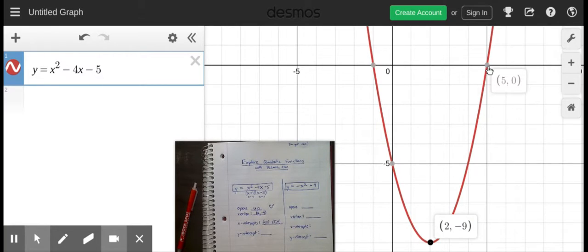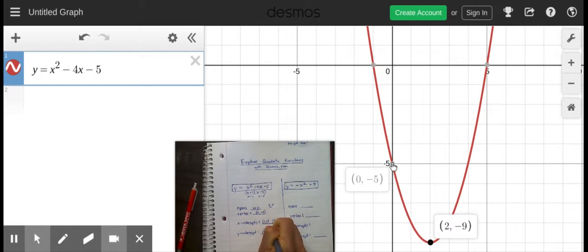Okay, and then the third thing I want you to find is the y-intercept, where it crosses the y-axis. This one happens to be right at -5. So the y-intercept, when the x value is 0, is (0, -5). Okay. A little bit of foreshadowing, but it is possible to find out what the y-intercept is simply from the original equation.